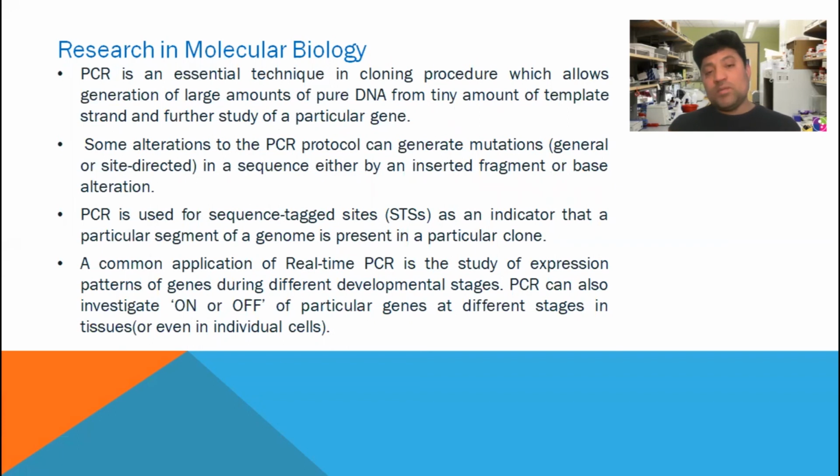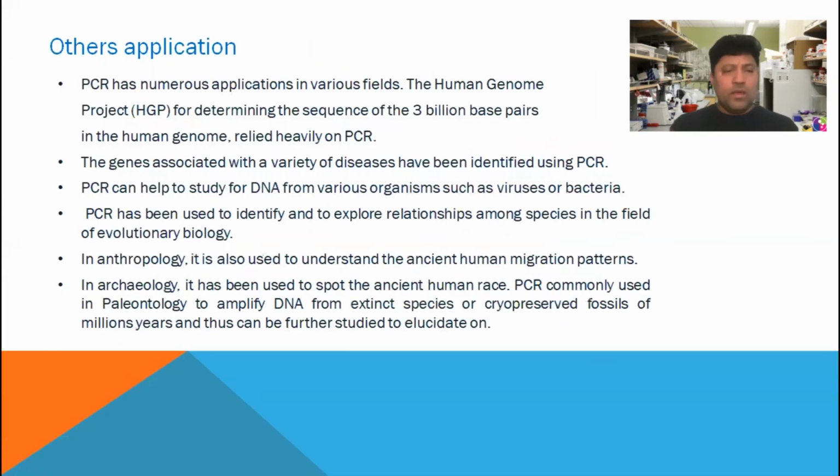PCR is used for the sequence tagged site (STS) as an indicator that particular segment of genome present in a particular clone. The common application of the real-time PCR is the study of expression pattern of gene during different development stages. PCR can also investigate on and off of a particular gene at different stages in tissues or even in individual cells.